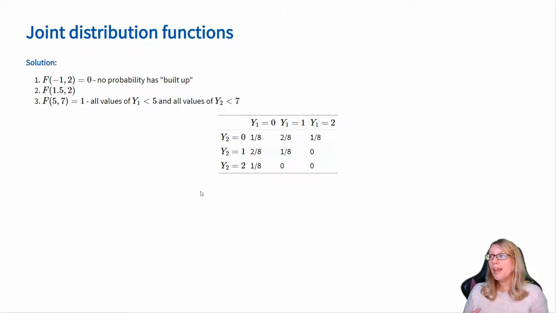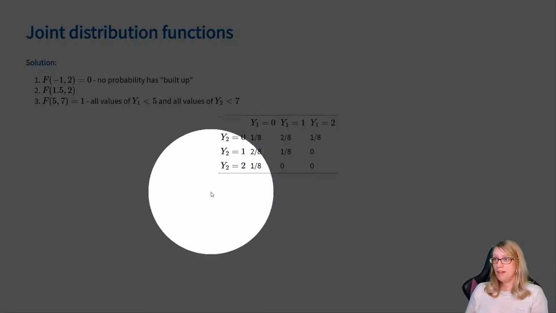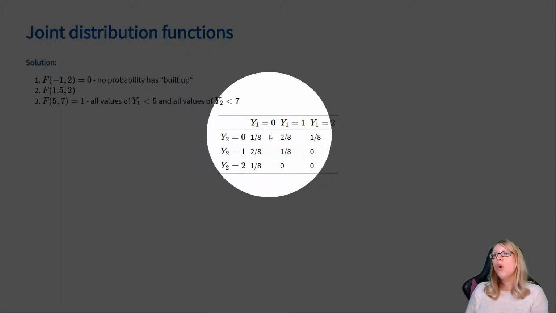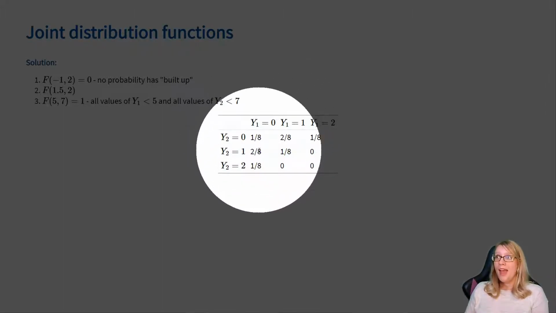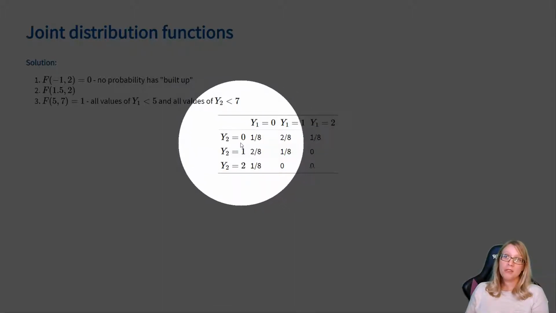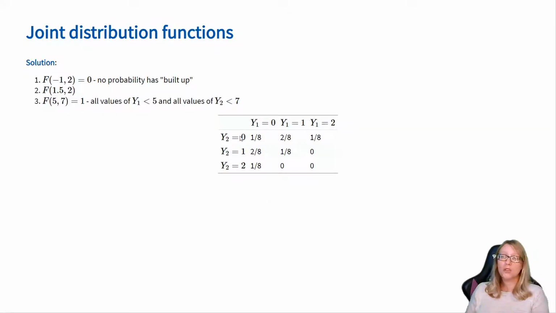Now let's zero in on the CDF evaluated at 1.5 and 2. So what we're looking at are all of the possible outcomes where y1 is less than 1.5. So everything where y1 is equal to 0 or y1 equal to 1. And y2 must be less than or equal to 2. So really these first two columns of the joint CDF are what we're interested in. If we add those probabilities up, we get 7/8.